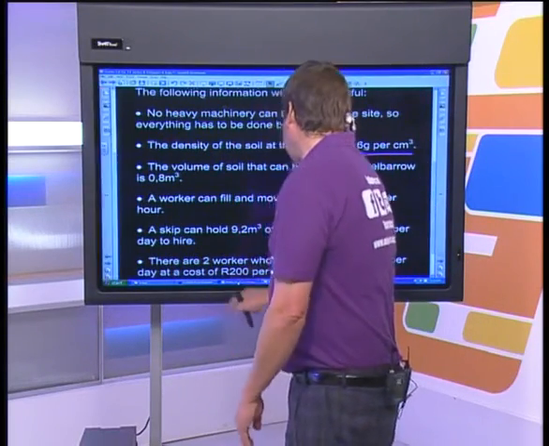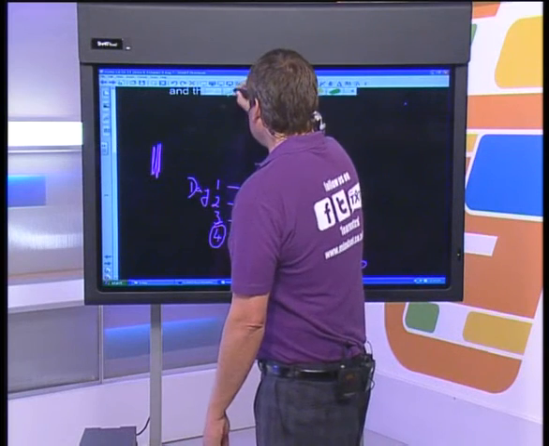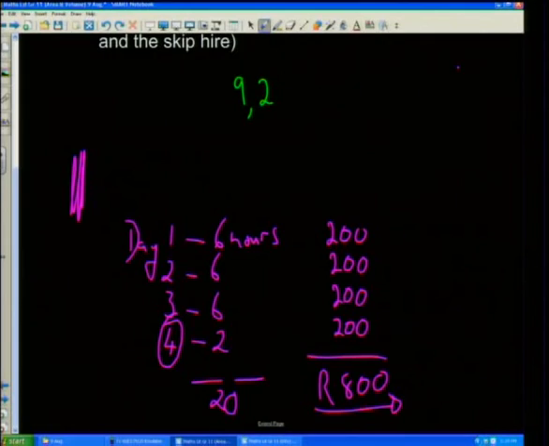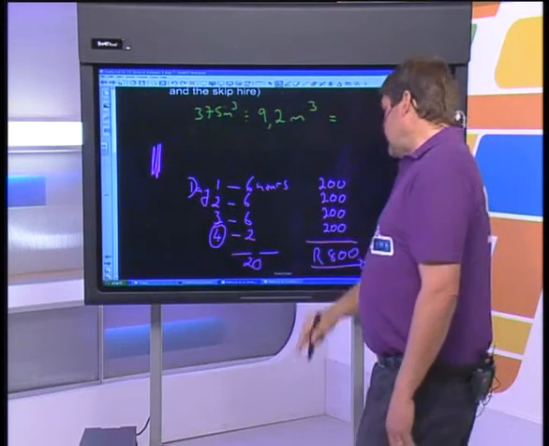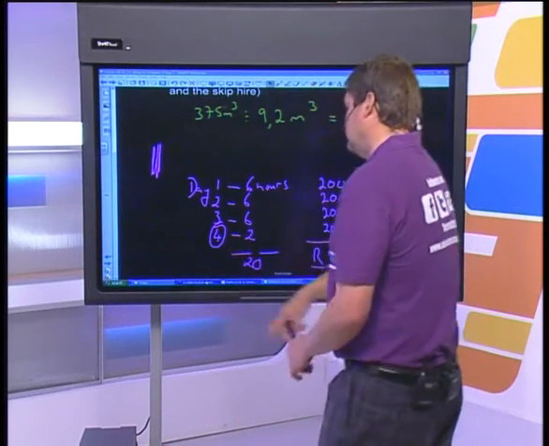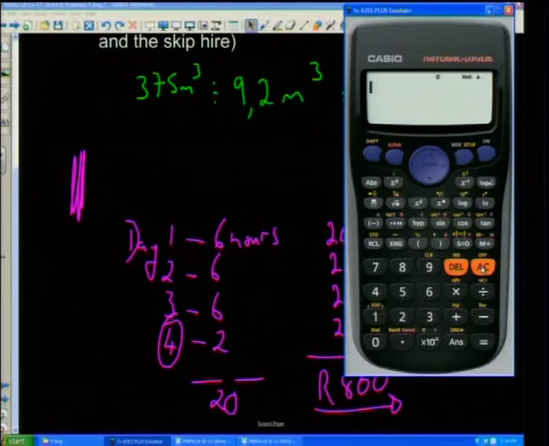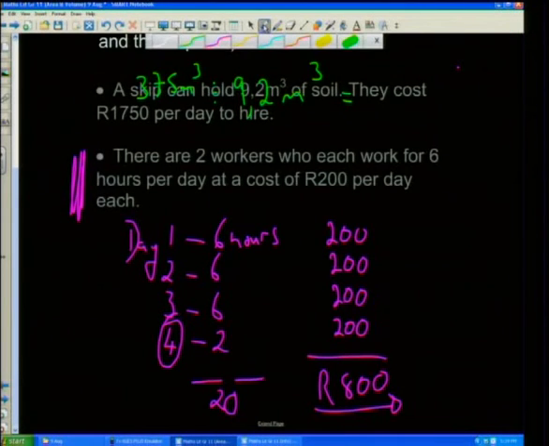Okay, cool. Now, let's go back here. So what we're now saying is this, that if I have 9.2 meters cubed, and we had a total of how much soil? 375 meters cubed of soil. Okay. How many skips does that mean I need? So we're going to say, well, 375 divided by 9.2 means I need 40.7 skips. In other words, 41 skips. So we need 41 skips.